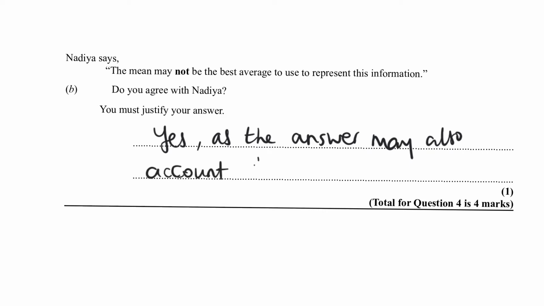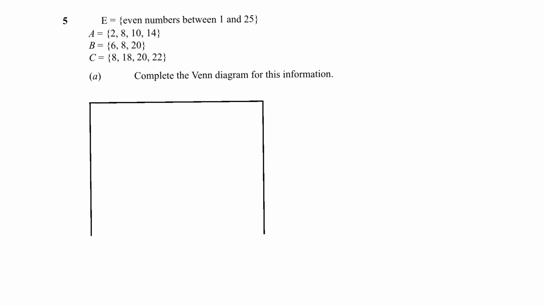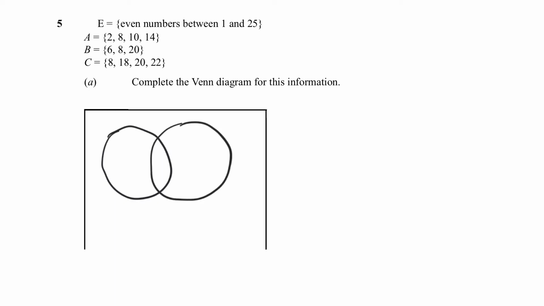So something along these lines. You don't have to write what I'm writing word for word. Anomalous data. Okay, so moving on to question 5. I don't know why this has come out like this, but I will redraw the circles. Okay, so we'll call that C, B, and A.